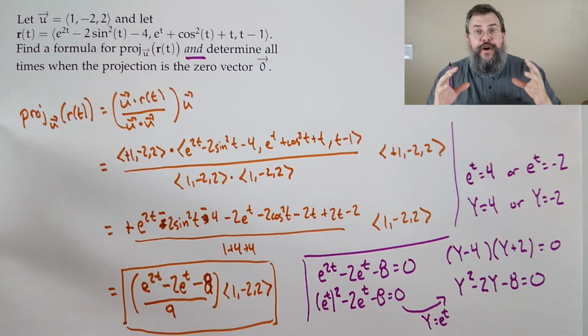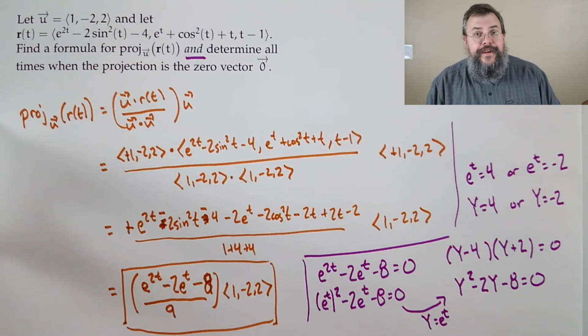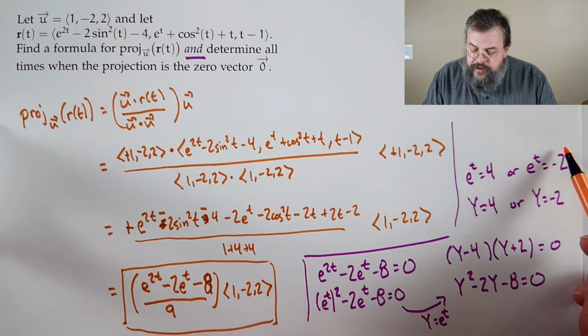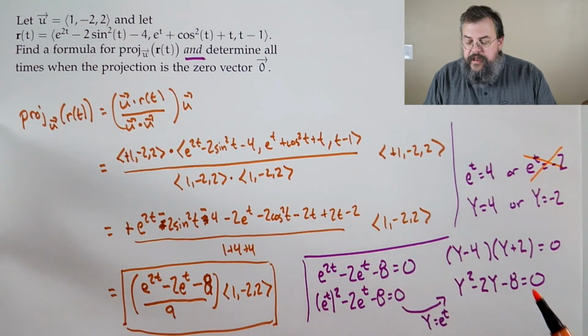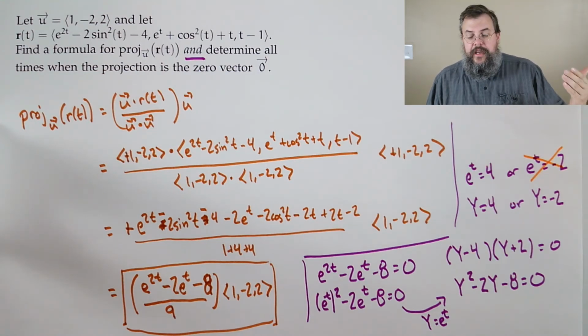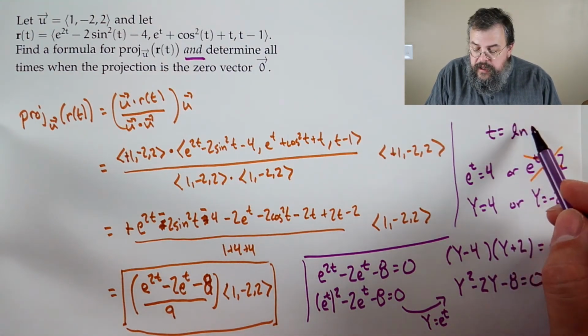Which one of these two is a problem? Well, e to the t, it's a very optimistic function. It's always positive. It's looking on the bright side of life. So whenever I have e to the t equals a negative, that can't ever happen. E to the t can never be negative. And so this possibility, e to the t equals negative 2, well, nope, it won't happen. E to the t is never negative 2 in our class. So in order for things to work out, e to the t would have to equal 4, and therefore we come to the conclusion t would need to be the natural log of 4.